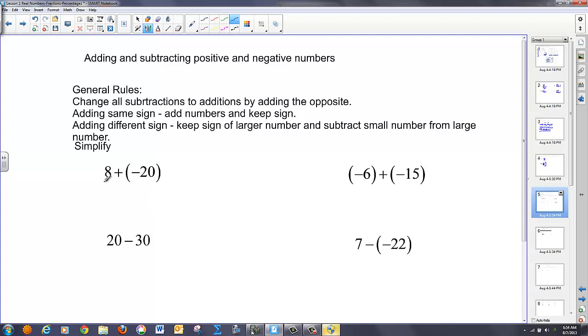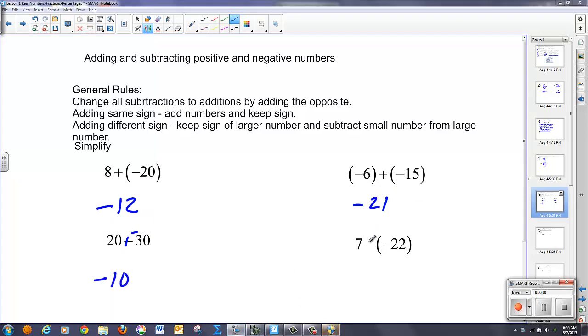So in this case, I have different signs. Going to keep the sign of the larger number, 20 is the larger number, and then I'm going to subtract the two. So that gets me a 12, and I have a negative. In this case, I have the same sign, so I'm going to keep that sign and then add the two numbers up and get 21. In this case, I have a subtraction, so I'm going to add the opposite of the number after it. So I've got 20 plus negative 30. Keep the sign of the bigger number, so 30 is a bigger number. Subtract the two, I get 10, and I'm keeping that sign.